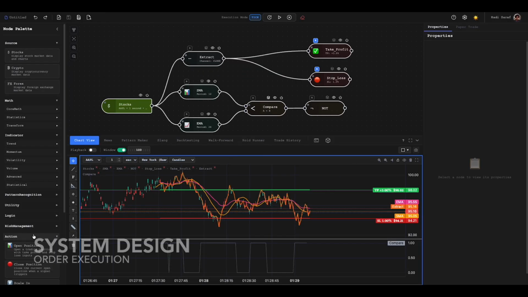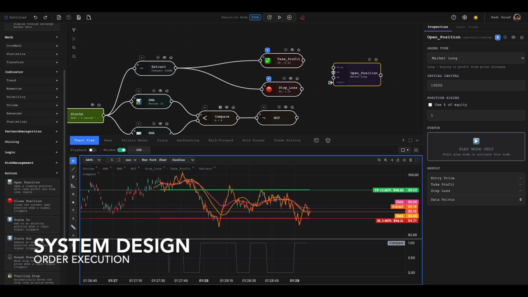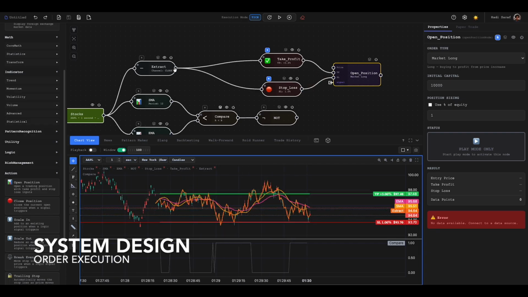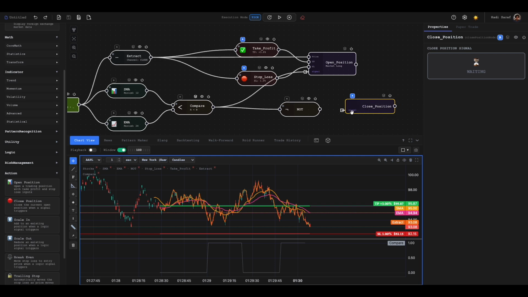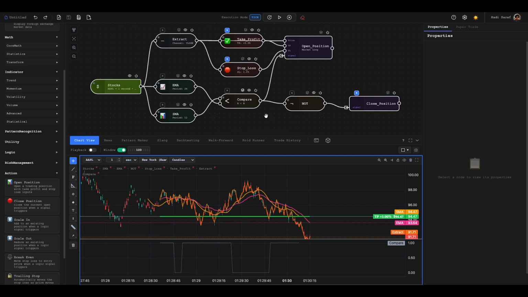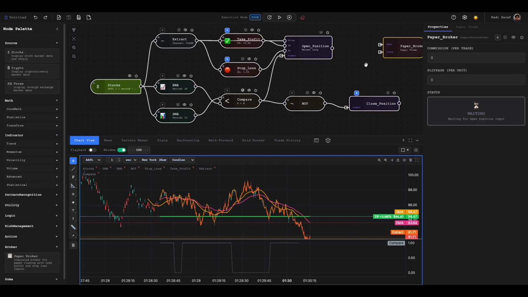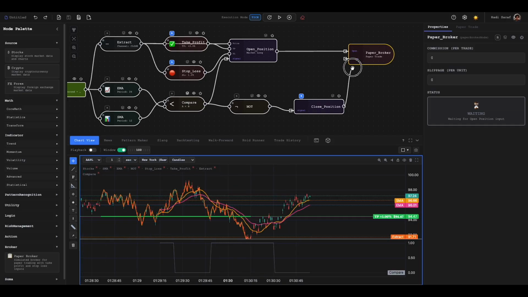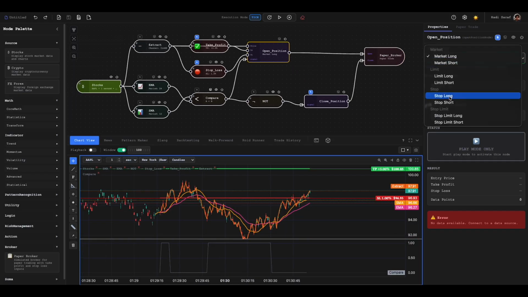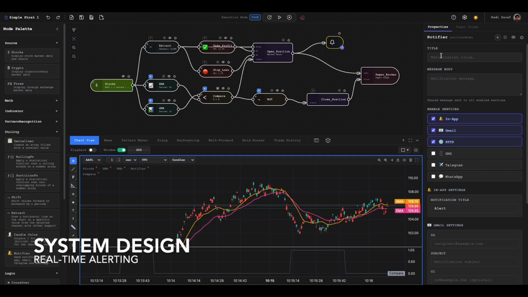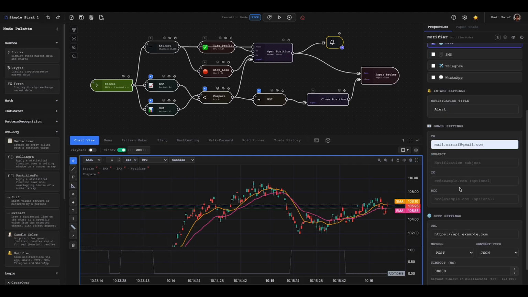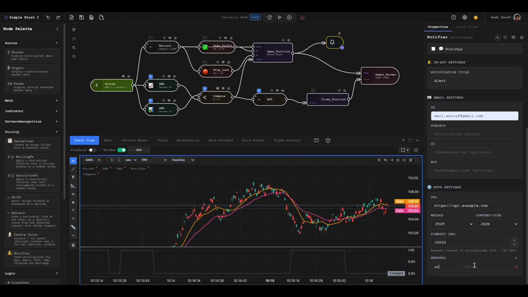Fifth is execution. Once risk is accounted for, the signal routes straight into dynamic action nodes. This is where your strategy interacts with the market, opening positions, scaling in, managing trailing orders, and routing liquidity exactly when your edge appears. Finally, outbound signal nodes handle your alerting, routing data instantly where you need it, whether that's a Telegram alert or a custom webhook firing into your environment.